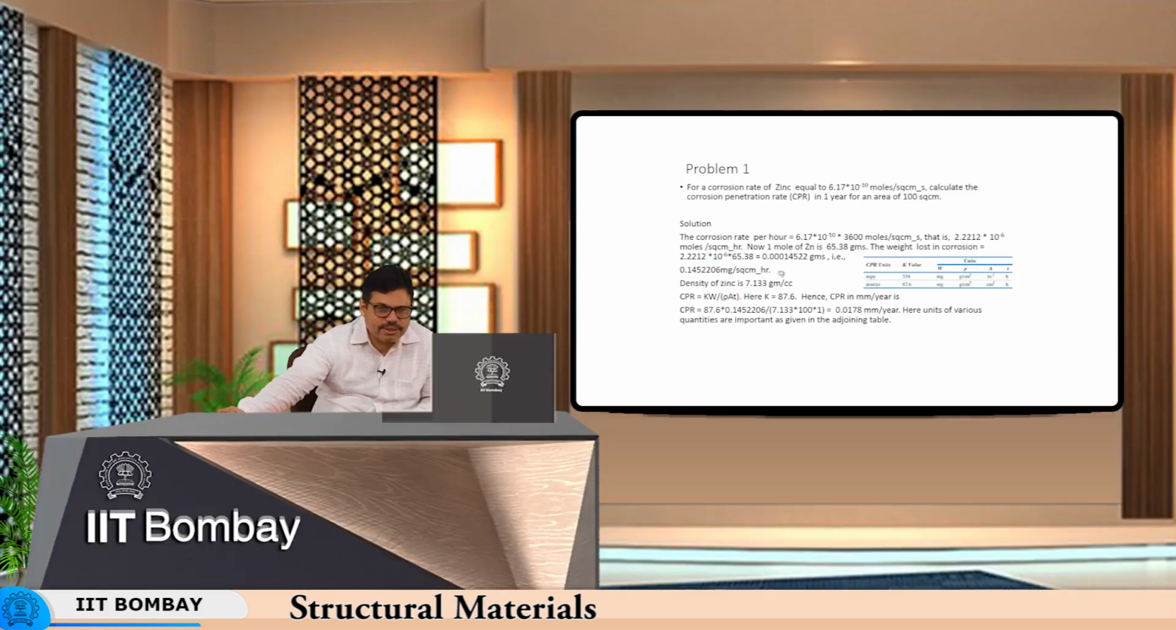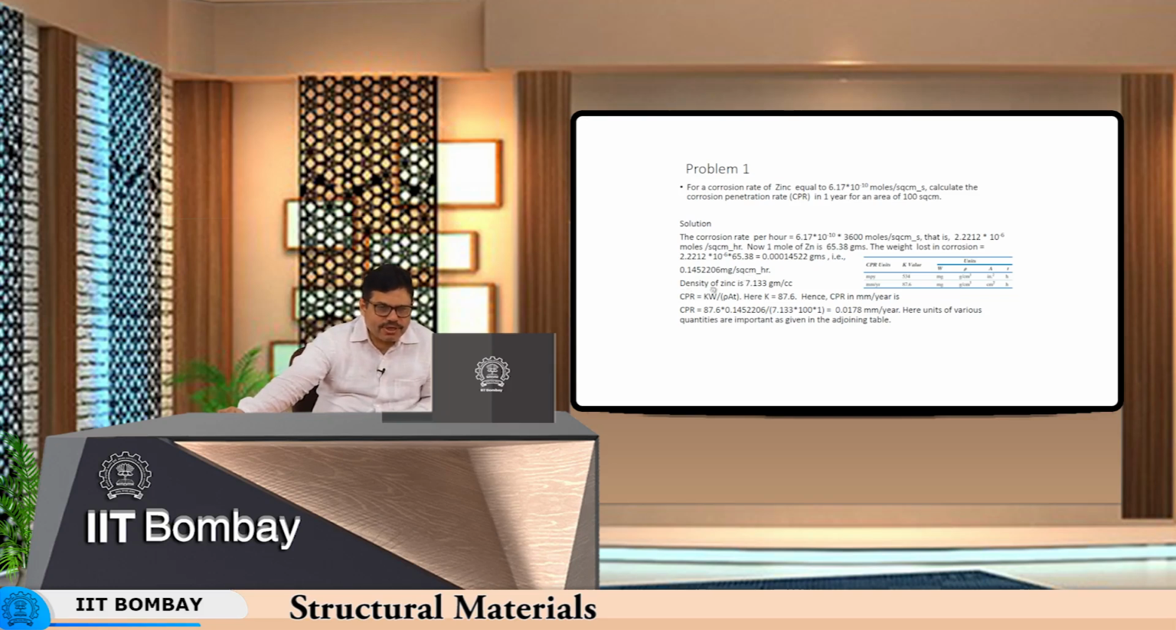So, this is the corrosion rate per hour, right. So, this is the corrosion rate in moles per square centimeter per hour, and this is the atomic weight, meaning the weight of 1 mole of zinc. So, this gives us in terms of grams. So many grams per square centimeter per hour. So, this is 0.142206 milligrams per square centimeter hour.